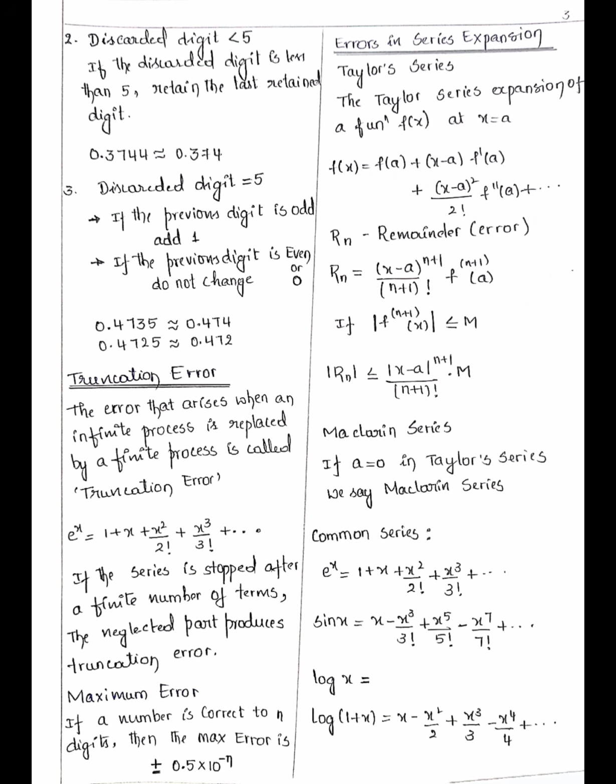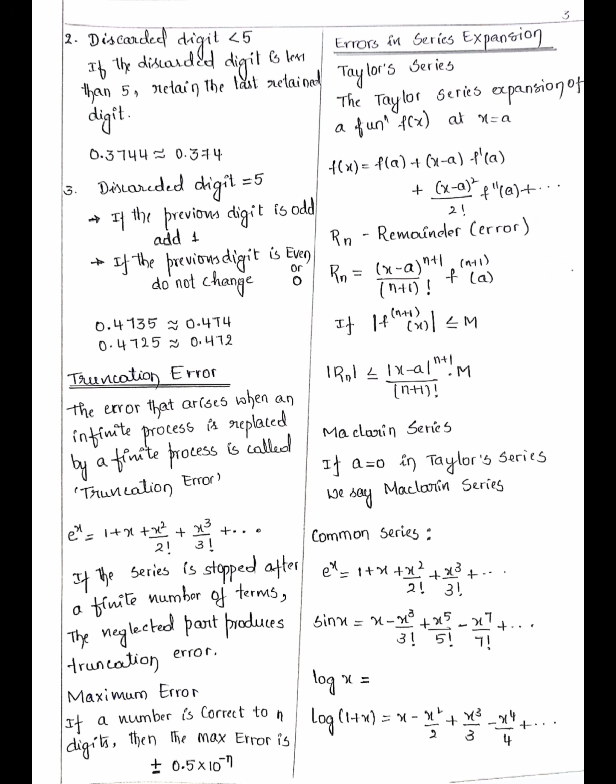Now truncation error, meaning accumulation of errors, like how it happens. As of now, e power x is equal to 1 plus x plus x square by 2 factorial plus x cube by 3 factorial and all that. As a finite number of terms, I may fix up to 3rd degree or 4th degree. So what about the values of the others? That will accumulate as an error. Like that, how much can the maximum error accumulate?